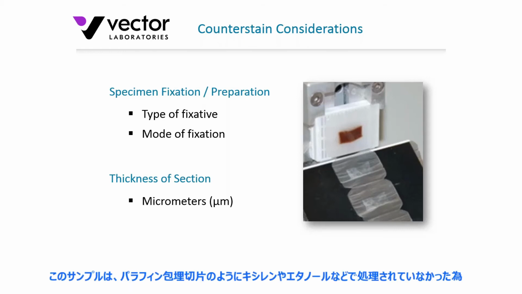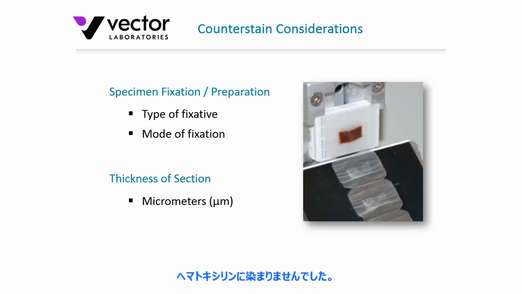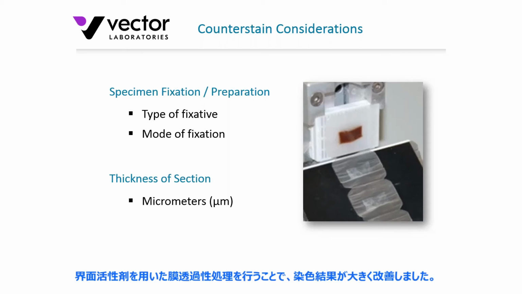This particular material had not been exposed to xylenes or ethanols or anything like that, like a paraffin embedded section, and they weren't getting uptake of hematoxylin. And they're scratching their head saying, what are we doing wrong? Can you help us out? And basically they had to address some permeability issues there. So we described putting on some Tween 20, Triton X100 detergent, and that significantly added to the uptake of the stain. So just be aware of the thickness of the section, and that can certainly play a role in the effectiveness of the uptake of the stain.